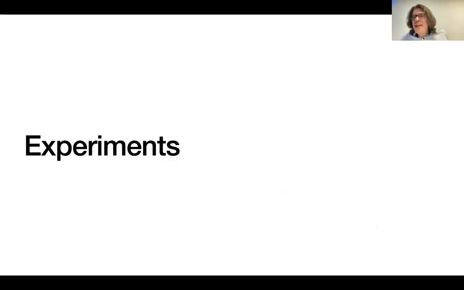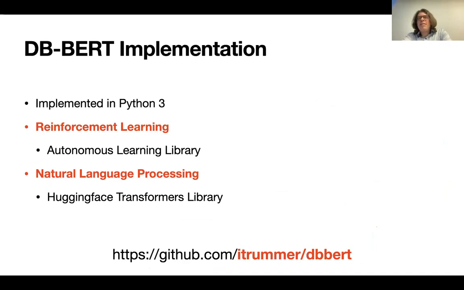Now, the implementation of DB-BERT is using Python 3. You can find the corresponding code in this GitHub repository that you see at the bottom of this page. It uses the Hugging Face Transformers library for natural language processing, and for reinforcement learning, it currently uses the autonomous learning library, now switching to the stable baselines library.